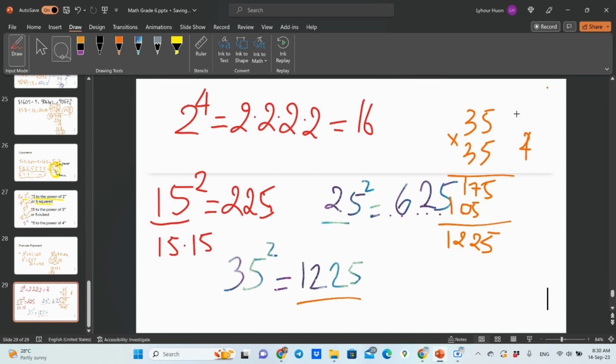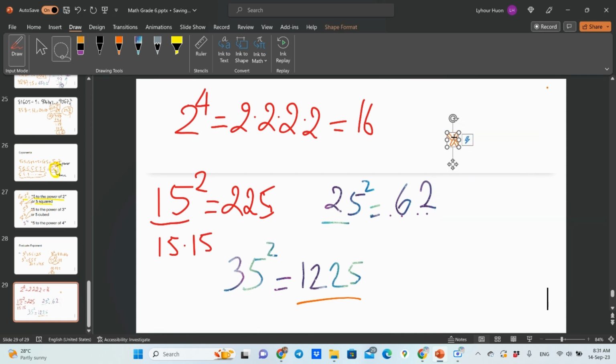Okay. So here's the hack, the math hack, if we call it something like that. But it only works for numbers that end with 5, that are squared. So for example, 15, the result will always end with 25 because 5 squared ends with 25.